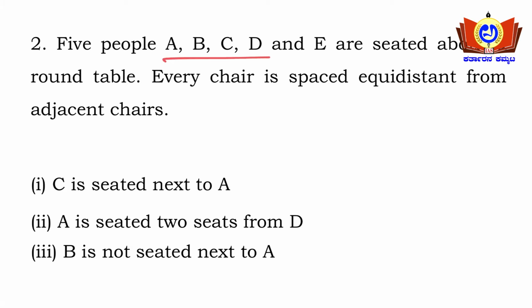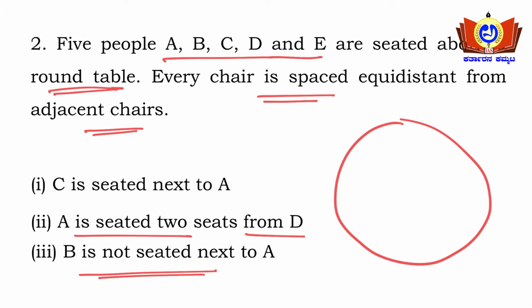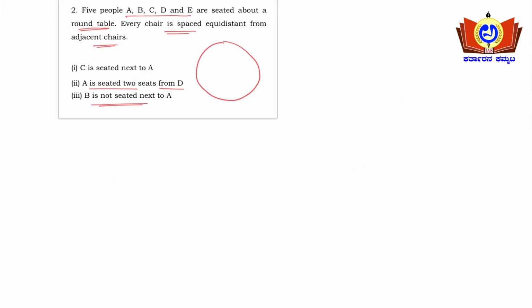5 people A, B, C, D and E are seated about a round table. Every chair is spaced equidistant from the adjacent chairs. C is seated next to A. A is seated 2 seats from D. B is not seated next to A. See friends, I'll try to draw a diagram here. The first condition states that C is seated next to A. This is the round table.